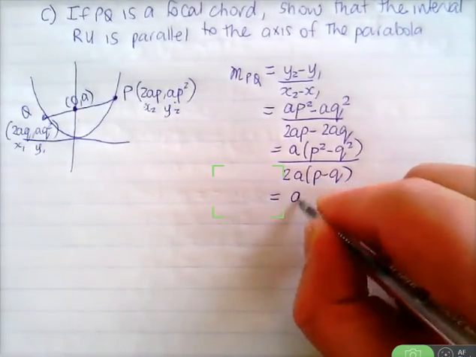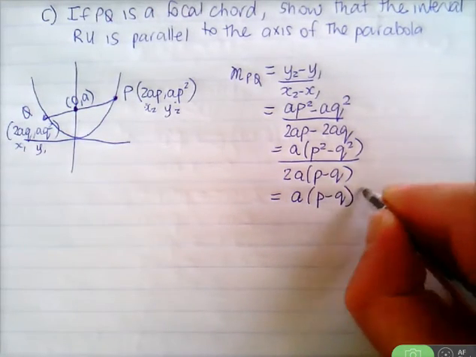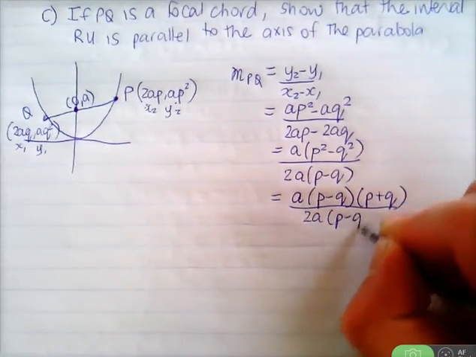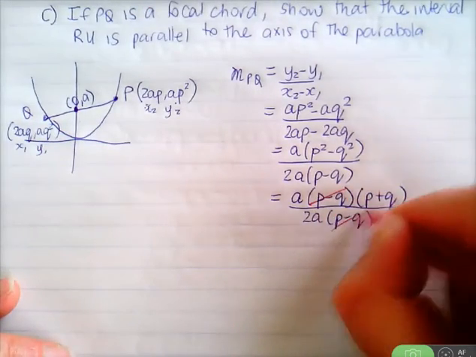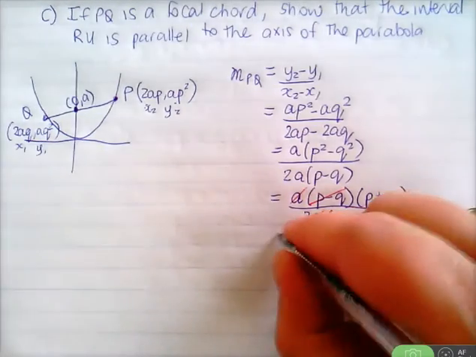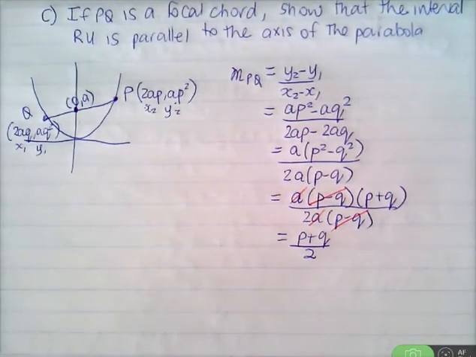The A is going to cancel, but I'll leave it there. What do we do now? Minus Q, P plus Q over 2A, P minus Q. Now we do our cancelling. P minus Q's go, and an A. So it's P plus Q on 2. Now you should be familiar with that. The gradient of the chord PQ is always P plus Q on 2, or a half times P plus Q.